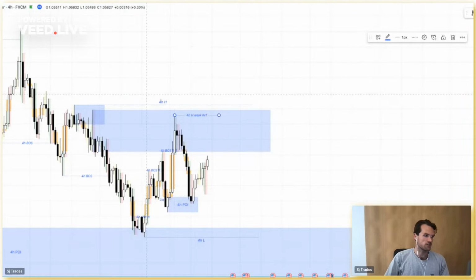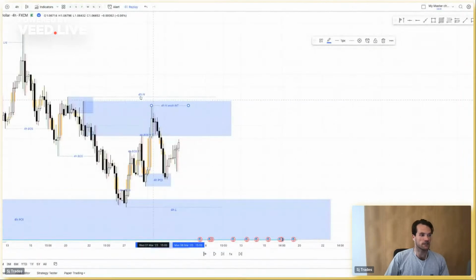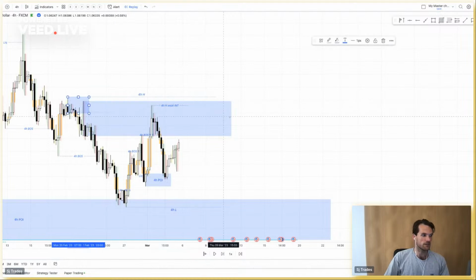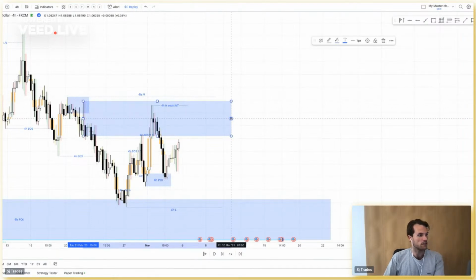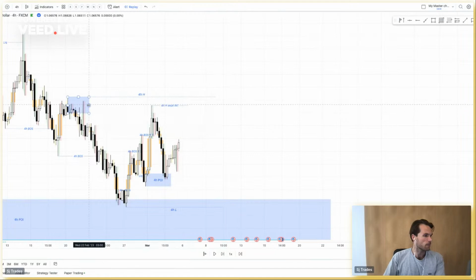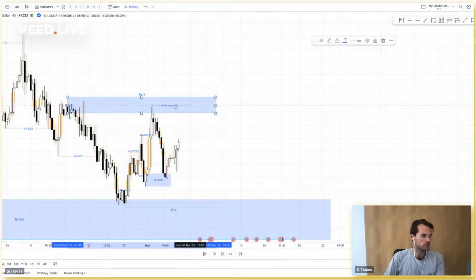Okay, so it's interesting. We've got that external strong high, but a weak high. So they're very close together. A lot of these 4 hour areas have been fairly mitigated. So it'll be interesting to see if this holds. Okay. I'll just pull this one across.